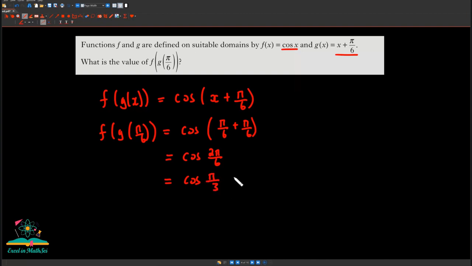pi over 3. Now remember, pi over 3 is cos of 60, which will simply just give us what? A half. Just from the exact value triangle. That's pi over 6. And this is 2 and 1. Pi over 3 is cos is adjacent, which is 1 over 2, which is a half. And that would be my final answer.